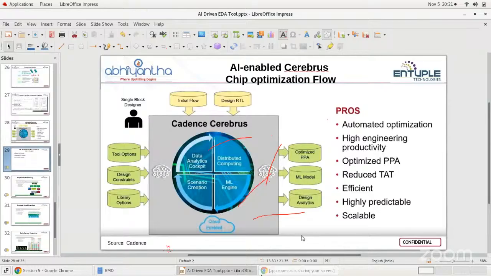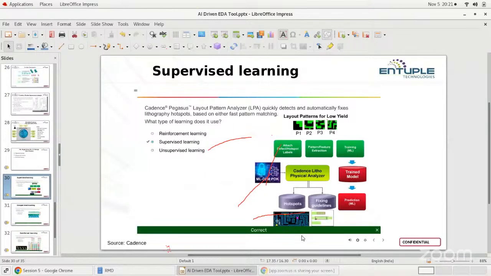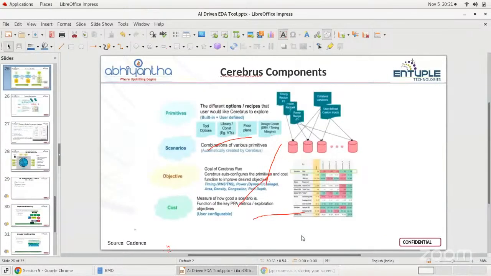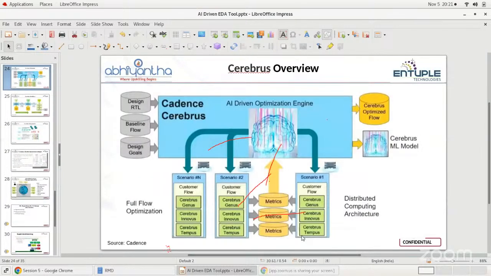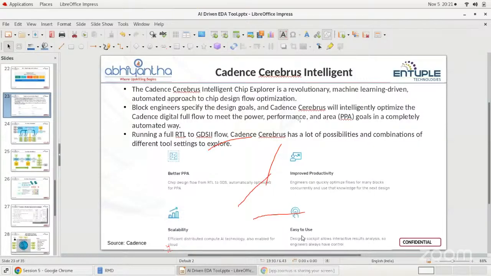Okay, so these algorithms we are using in various applications, right? These tools. Let me give a small introduction about Cerebrus, as I mentioned, right? So this process, Genus and Cerebrus process, we'll see this in the synthesis side.